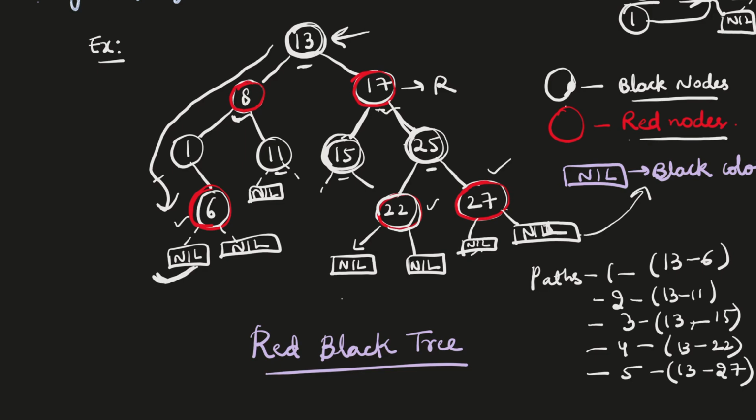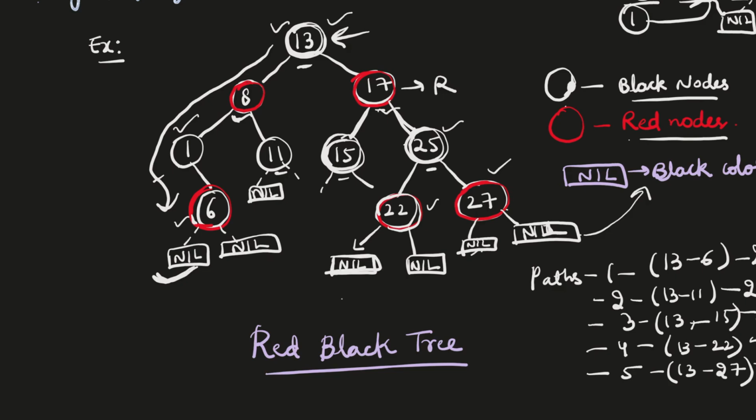These null nodes are there. Till there we need to calculate the number of black nodes. So from 13 if you calculate up to 6, how many black nodes are there? 13 and 1, so there are 2 black nodes. From 13 to 11 also there are 2 black nodes. From 13 to 15 there are still 2 black nodes. From 13 to 22 there are 2 black nodes again, 13 and 25. The same goes with 13 to 27.